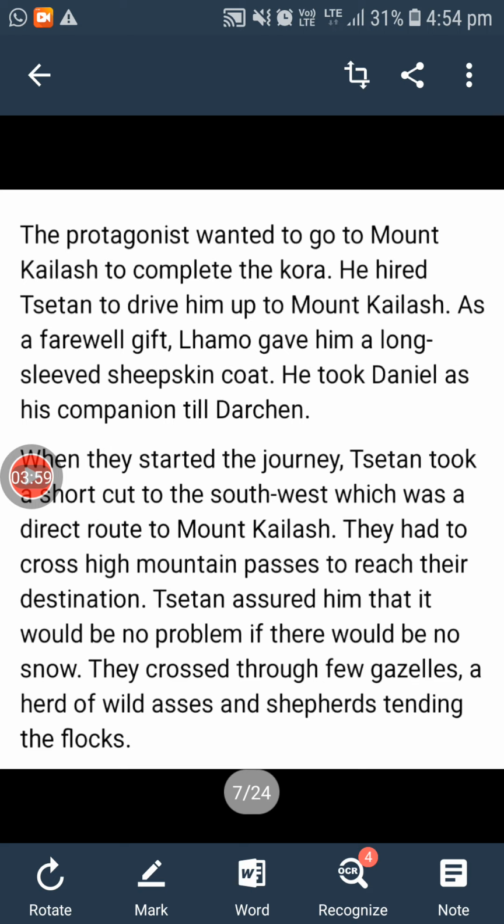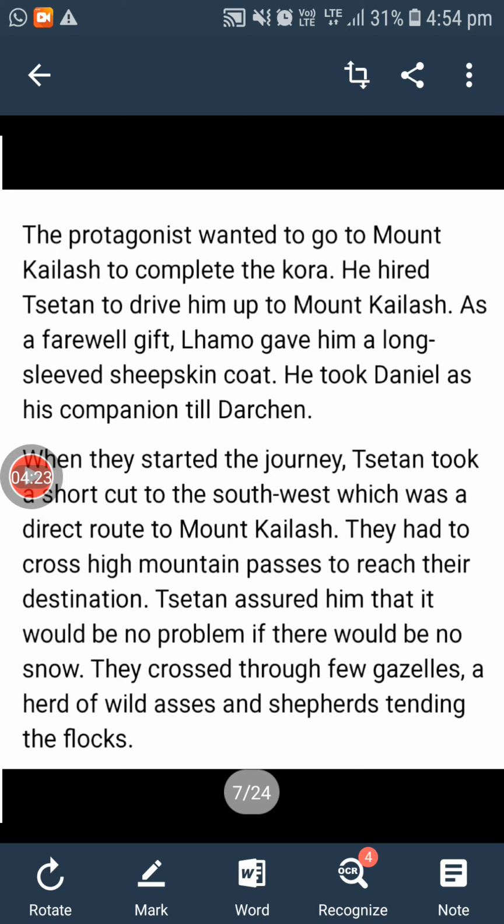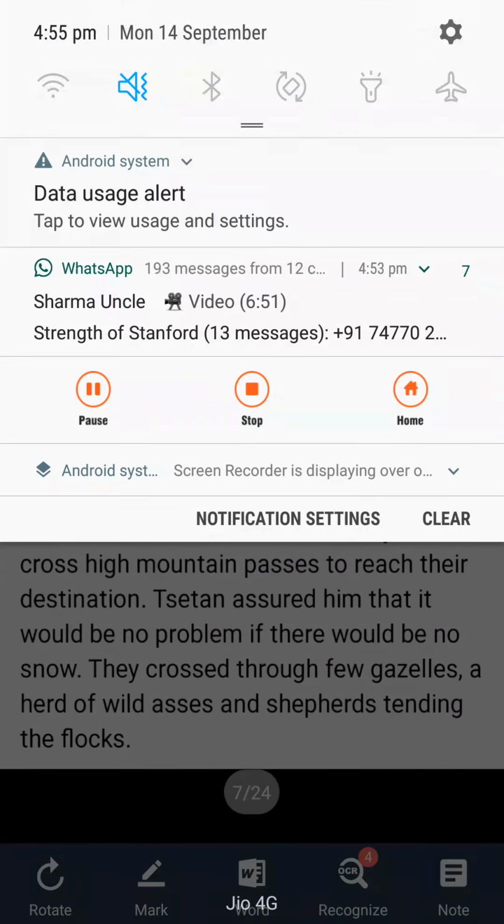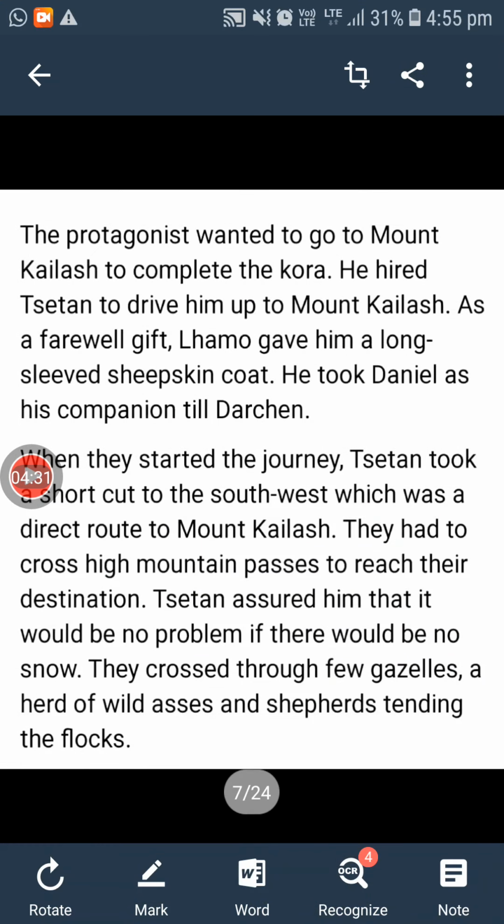Now in the starting, we will see the protagonist, means the writer, wanted to go to Mount Kailash to complete the Kora. He hired Tsetan to drive him up to Mount Kailash. So he is the second character. As a farewell gift, Lamo gave him a long-sleeved sheepskin coat. He took Daniel as his companion till Darchen. When they started the journey, Tsetan took a shortcut to the southwest, which was a direct route to Mount Kailash.